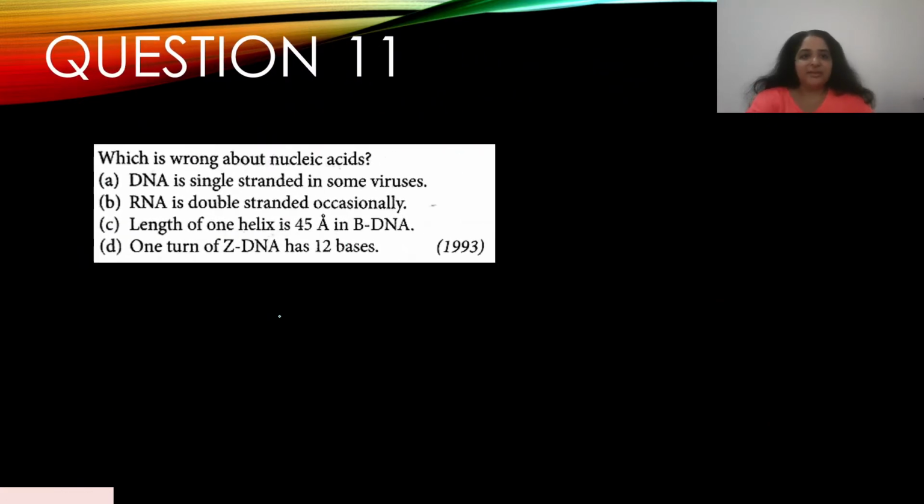Question number 11. Which is wrong about nucleic acids? This appeared in 1993. A. DNA is single-stranded in some viruses, which is correct. B. RNA is double-stranded occasionally. Yes. C. Length of one helix is 45 Armstrong in bDNA. No, this is wrong. So actually C should be the right answer. D. One turn of zDNA has 12 bases. Yes, that's correct. So the answer is C.